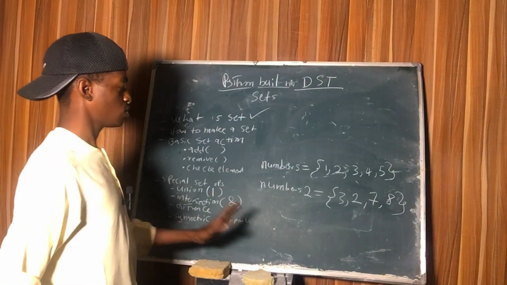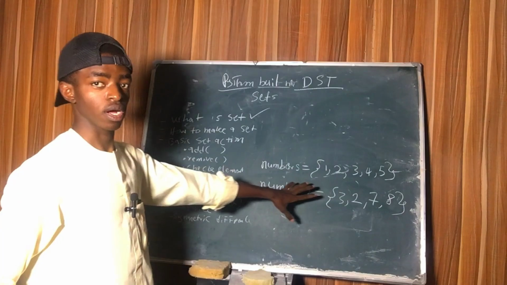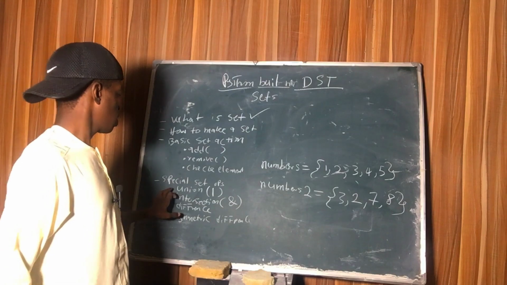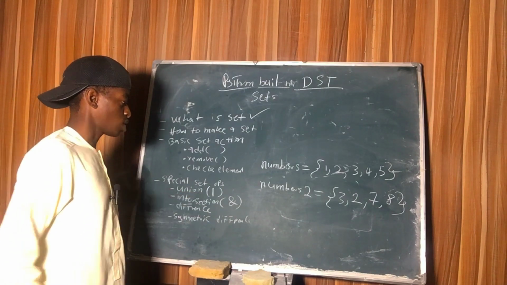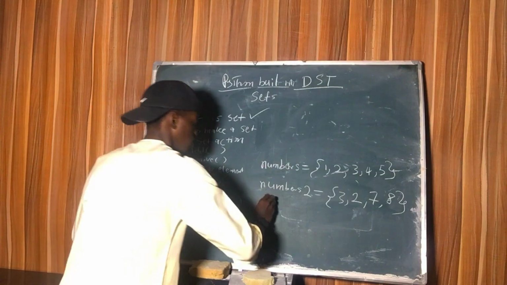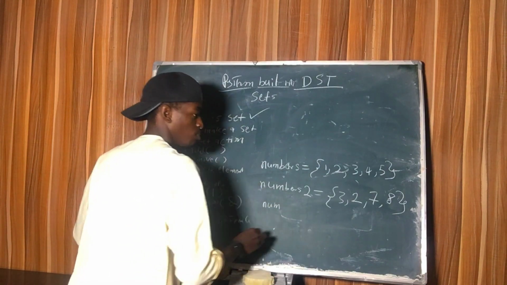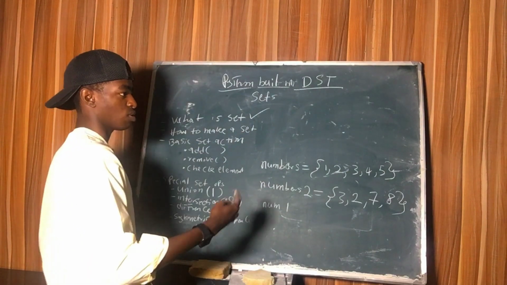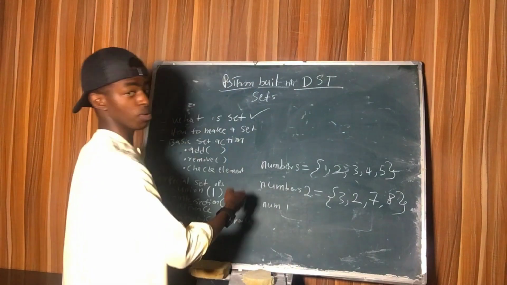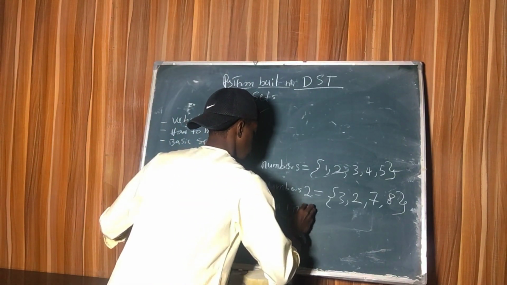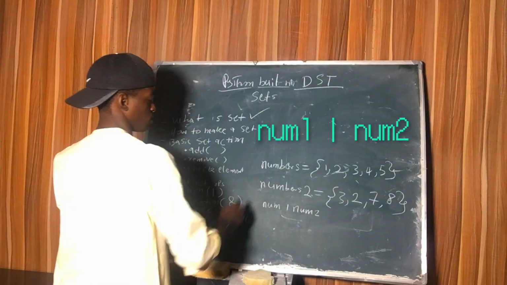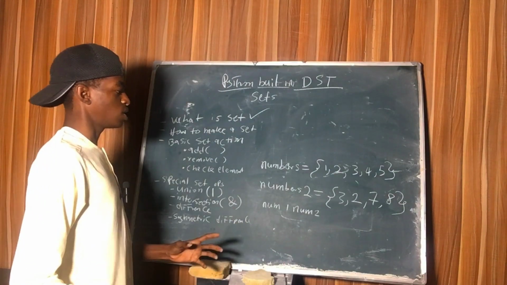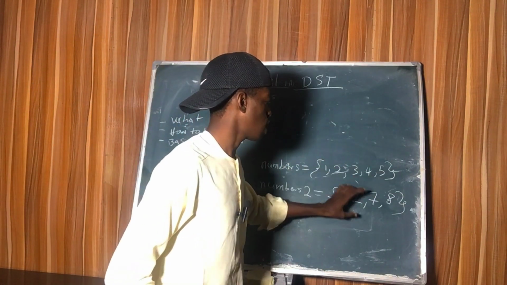Now you see we have 2, 3, 3, 2, 7, 8 inside our set 2, and this is our set 1, numbers and numbers2. So if I call this operation union, I'm just going to call this first set, which is num, then I say union, and you put the other set, which is num2. When you call this num and num2, it's going to combine all the data. It's going to combine 1, 2, 3, 4 and this one.